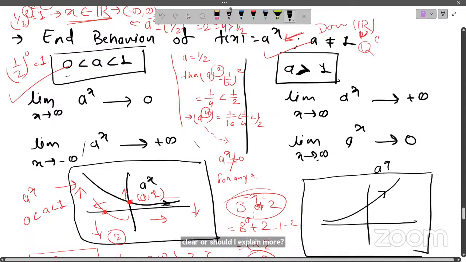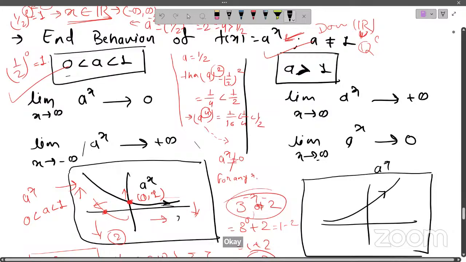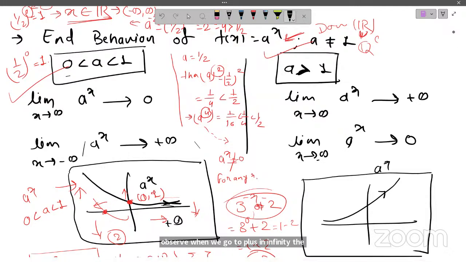Anyone? Is it clear? Yes, ma'am, clear, but only the limit part is not clear. Okay, the limit part is not clear. In this case, you observe that when we go to plus infinity, our graph is approaching zero, closer and closer, right? Yes, ma'am. So as x goes to plus infinity, our graph goes to zero. So that's why the limit is zero, correct?